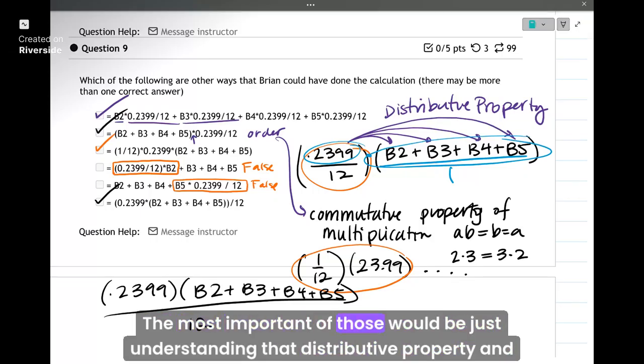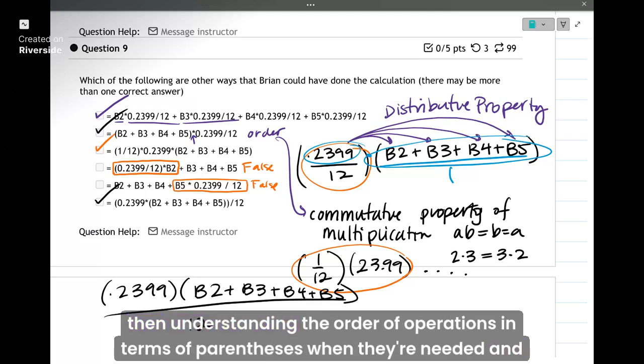And so those are some of the properties that we're using. The most important of those would be just understanding that distributive property and then understanding the order of operations in terms of parentheses when they're needed and when they're not needed.